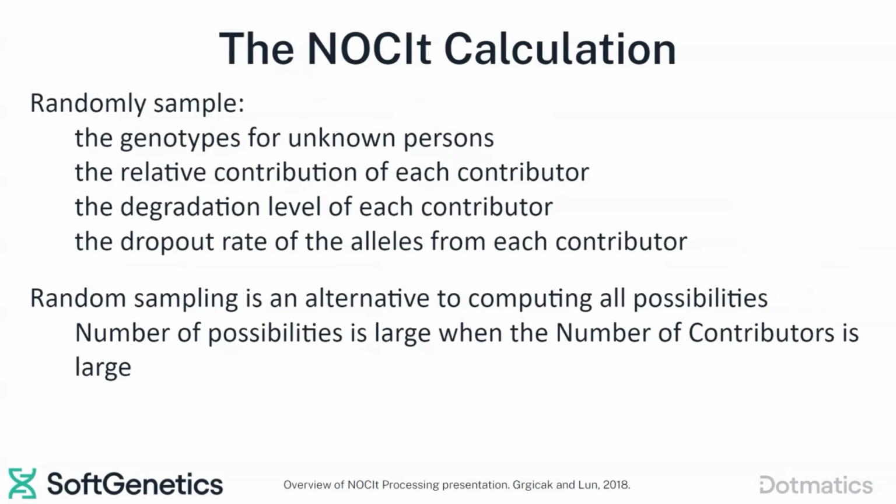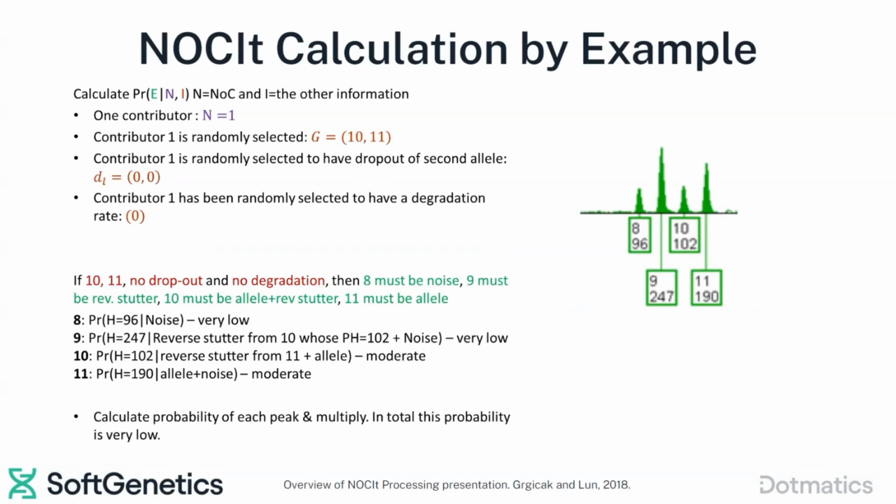So now that NOCIt has models based on the lab's calibration data, we can take a look at the calculation. NOCIt randomly samples the genotypes for unknown persons, the level of contribution for each contributor, how degraded each contributor is, and the dropout rate. The software does random sampling since the number of possibilities is huge when you have a large number of contributors. So we are going to go through a quick example calculation.